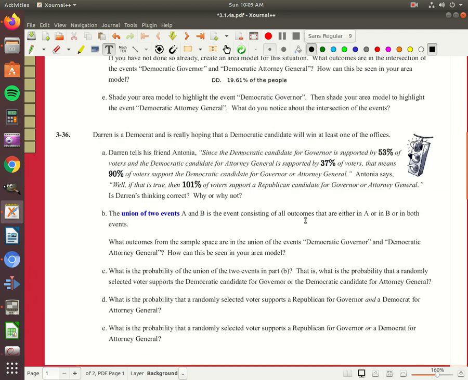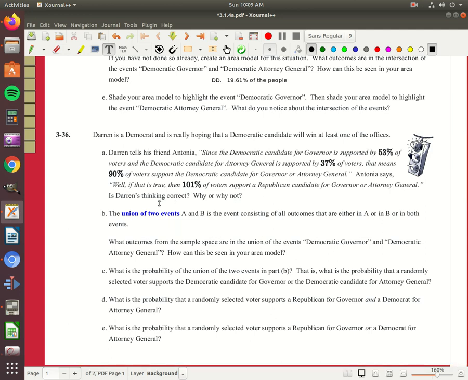All right, so it says Darren is a Democrat and is really hoping the Democratic candidate will win at least one of the offices. Darren tells his friend Antonia, since the Democratic candidate for governor is supported by 53% of the voters and the Democratic candidate for attorney general is supported by 37% of the voters, that means 90% of the voters support the Democratic candidate for governor or attorney general. Antonia says, well, if that's true, then 101% of the voters support a Republican candidate for governor or attorney general. Is Darren's thinking correct? Why or why not?